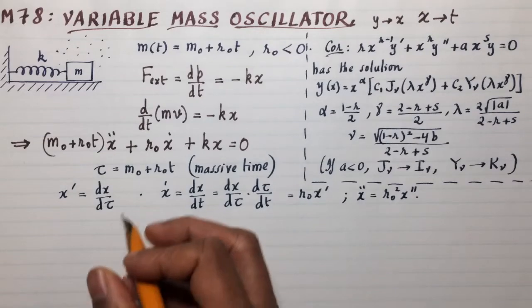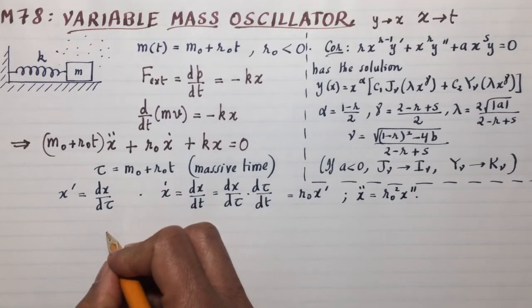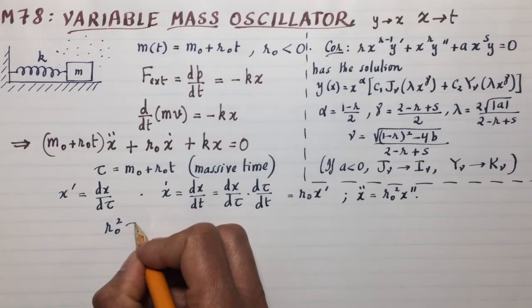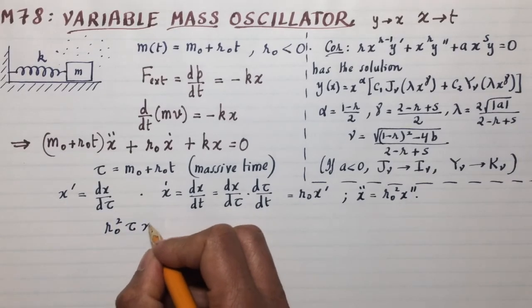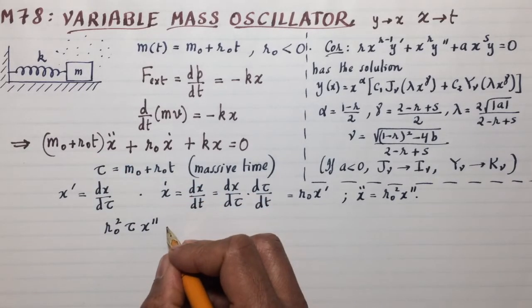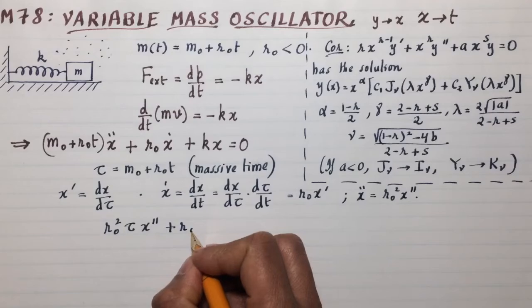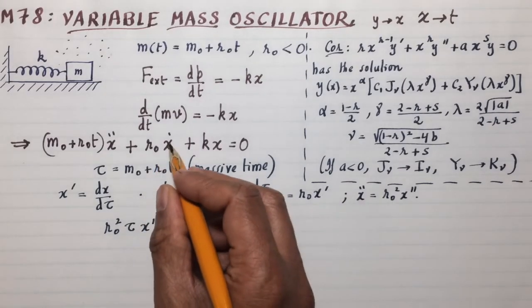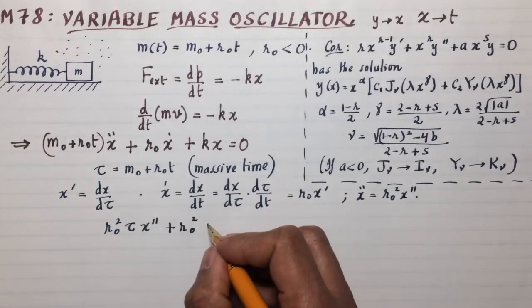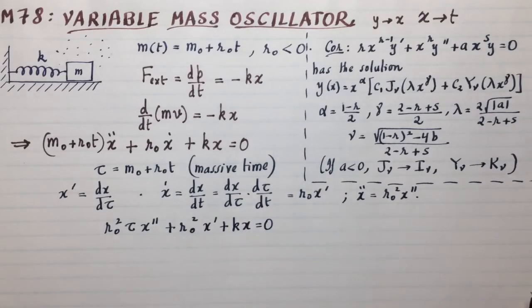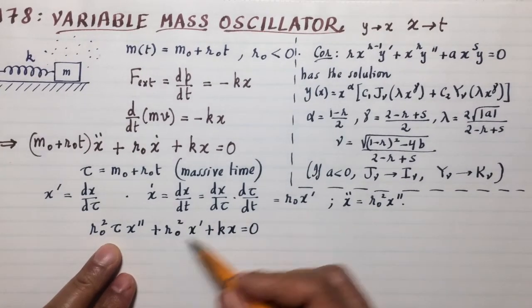So our ODE now becomes r naught squared tau x double prime, because now tau is that, plus r naught squared, because I'm getting an r naught again when I write x dot in terms of x prime, plus kx equal to 0. Now this looks a lot like our standard form.